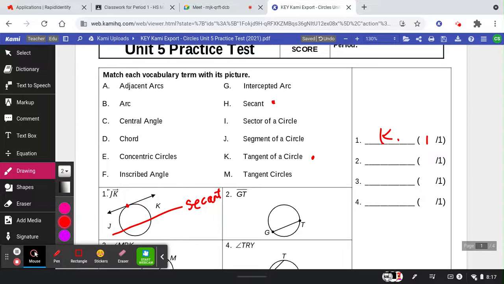Okay, so this one was a tangent line, not to be confused with a secant line that goes through twice. So number one should have been K. All right, number two, what do we think that is?